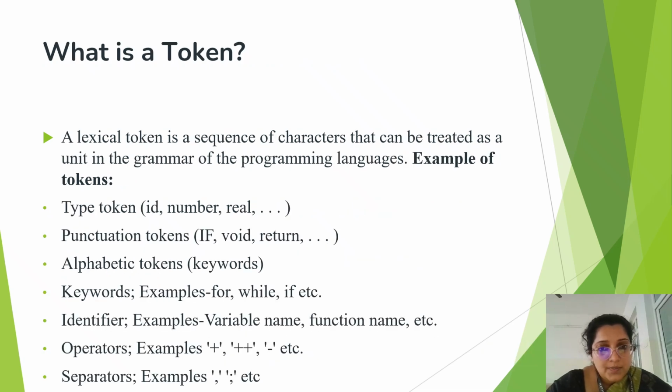So what are tokens? A token is a sequence of characters. We can see the different types of tokens. Identifier tokens, which are IDs, numbers, real numbers. Punctuation tokens like void, return. Alphabetic tokens. Keyword tokens like for, while, and so on. Next, identifier tokens. Operator tokens like addition, subtraction, multiplication, and also separator tokens like comma, full stop, and so on.